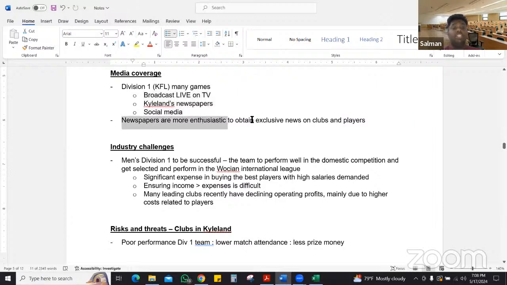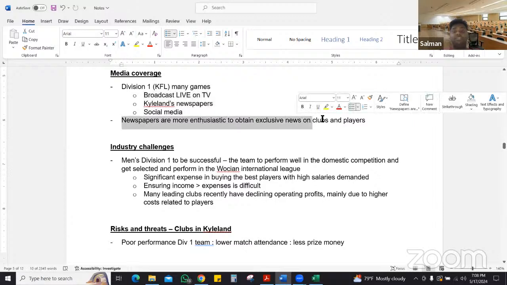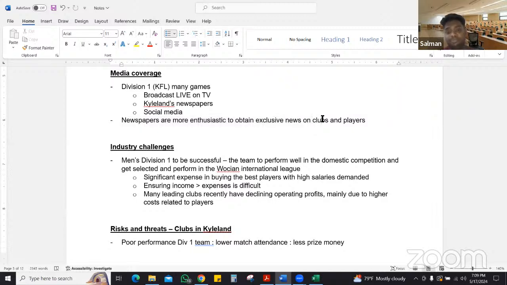Newspapers are more enthusiastic to obtain exclusive news on clubs and players. You know, newspapers hype a lot before the competition, at the beginning of the competition, at the end of the competition. They get interviews, they get information, and they start hyping up a lot. In reality, overseas, we have sports newspapers dedicated to football. This is their main source of income because they know there is a large fan base. So newspapers are very enthusiastic. There can be exclusive newspapers only for football.